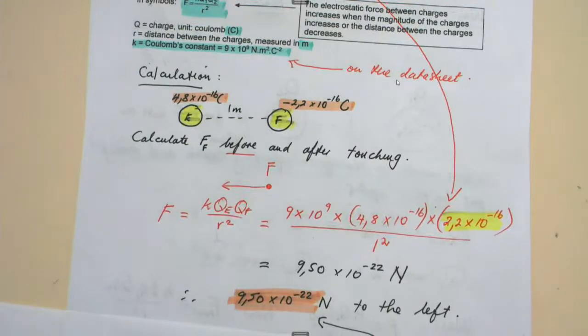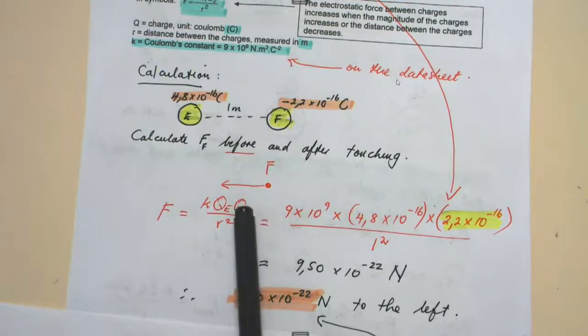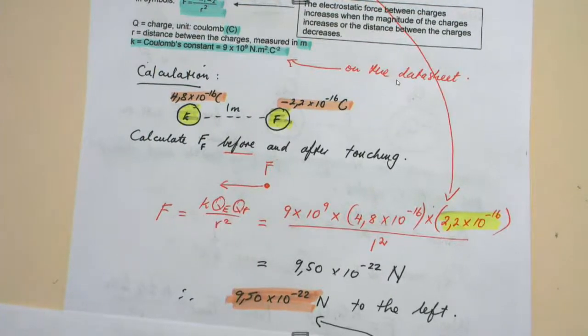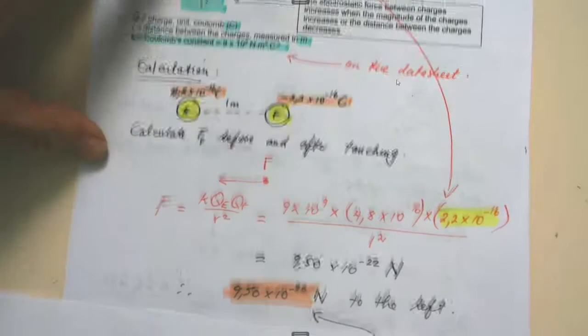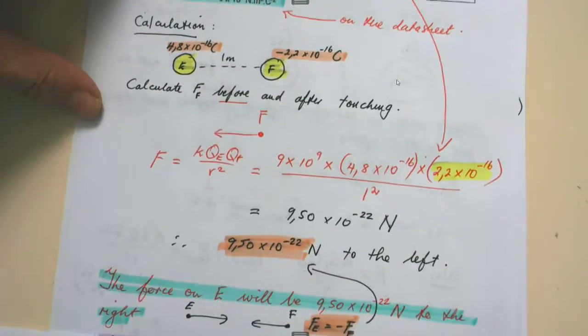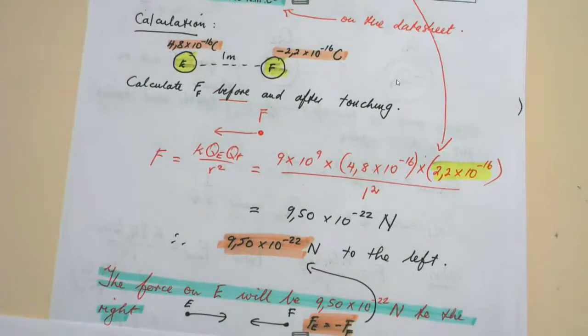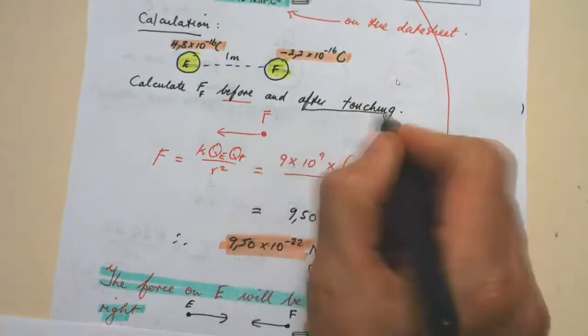Of course, if I tell you the force between the objects, and I give you one of the two charges and the distance, you can easily calculate the other charge. That's also a possibility in terms of this calculation. Now let us look at what will happen after they've touched. That's the second part of the question, after touching.